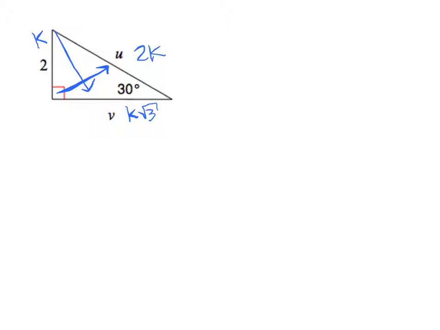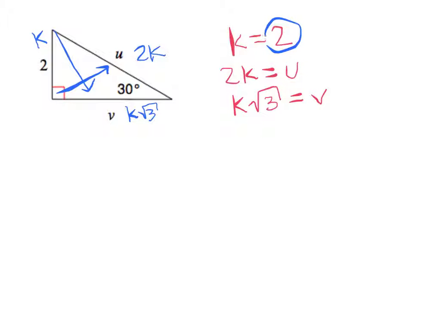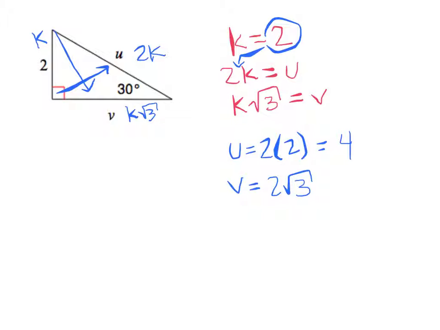So now that I have this written down, I can see that K equals 2, and 2K equals U, and K times the square root of 3 equals V. So if my goal is to find the other two legs of the triangle, to try and find U and V, I just need to plug in for K. I know that K equals 2. So U equals 2 times 2, so U equals 4. And V equals 2 times the square root of 3.